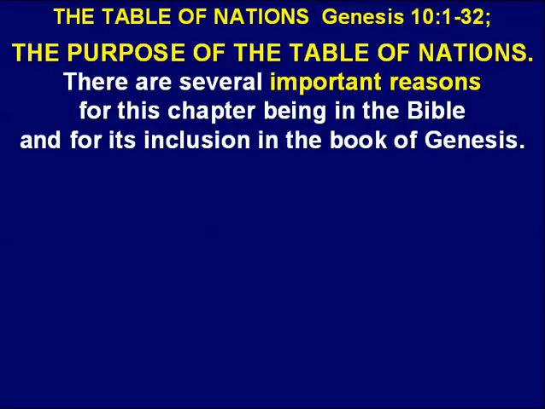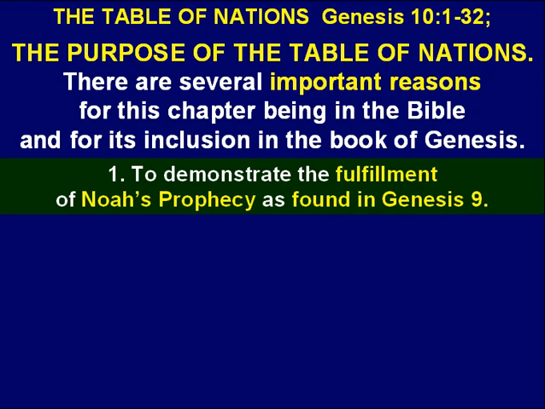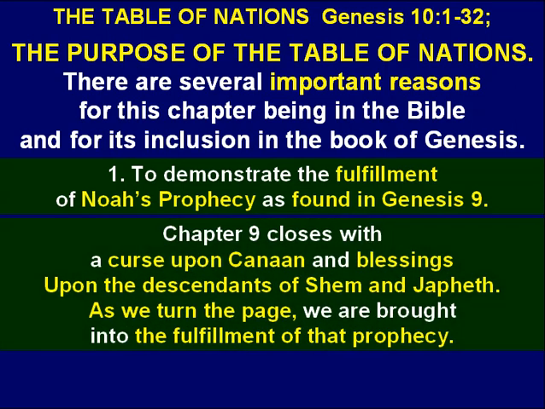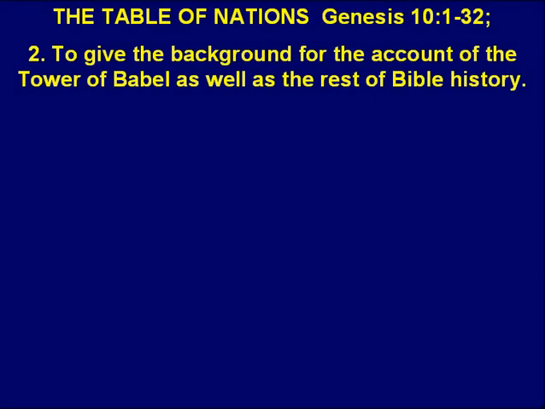The purpose of the Table of Nations. There are several important reasons for this chapter being in the Bible and for its inclusion in the book of Genesis. First, to demonstrate the fulfillment of Noah's prophecy as found in Genesis 9. Chapter 9 concludes with the curse of Canaan and blessing upon the descendants of Shem and Japheth. And as we turn the page, we are brought into the fulfillment of that prophecy. This shows the faithfulness of God in always keeping his promises.